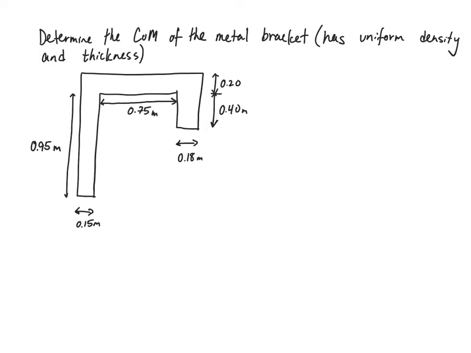So the problem here asks us to determine the center of mass of the metal bracket. And it says it has uniform density and thickness, which helps us, right? By thickness, we mean how far into the page it goes. So like this, we know that it's a uniform thickness throughout the entire thing. We don't care what that thickness is right now because it is uniform.